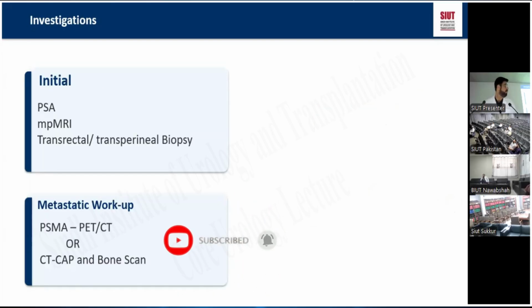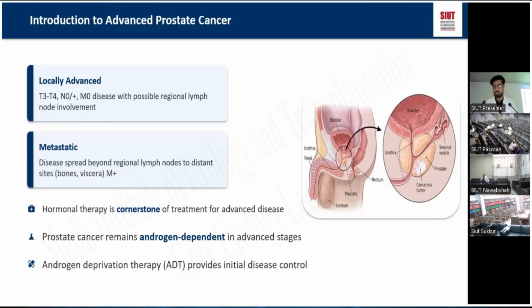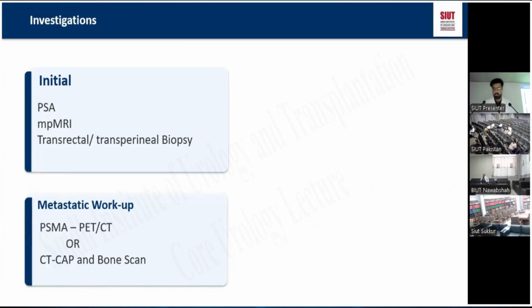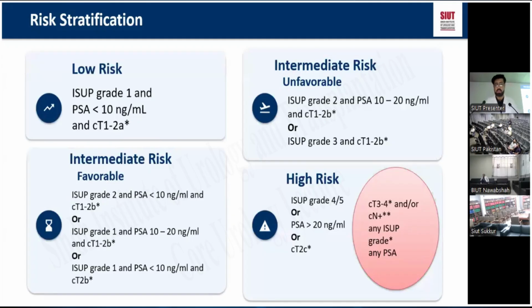Okay. Initially, we'll do, what's the lymphatic drainage of prostate, Dr. Zakaula? Lymphatic drainage of prostate. It's a mnemonic, HOPE: hypogastric. Initially, we'll do PSA, MRI, and biopsy. For metastatic workup, we'll do prostate-specific membrane antigen PET scan or CT scan or CT CAP, or bone scan if that is not available. Okay.